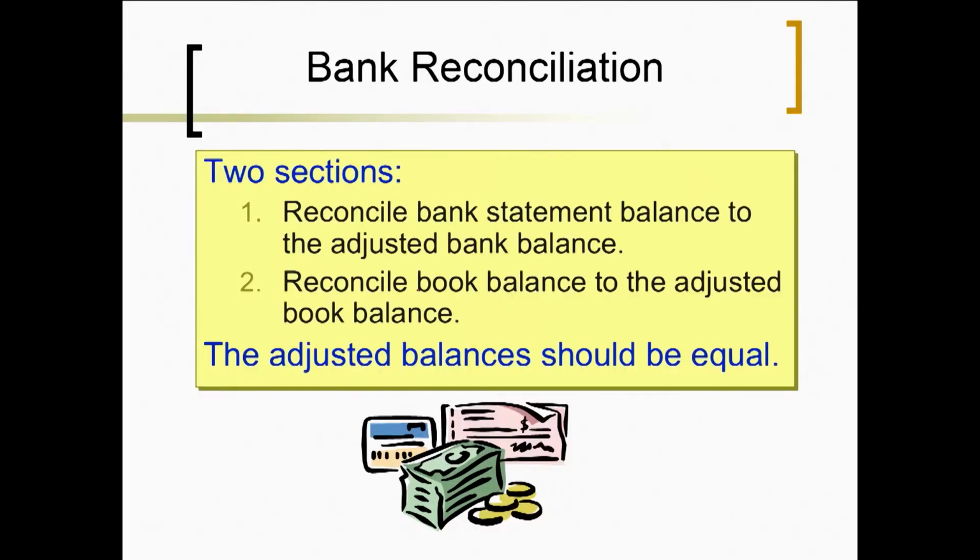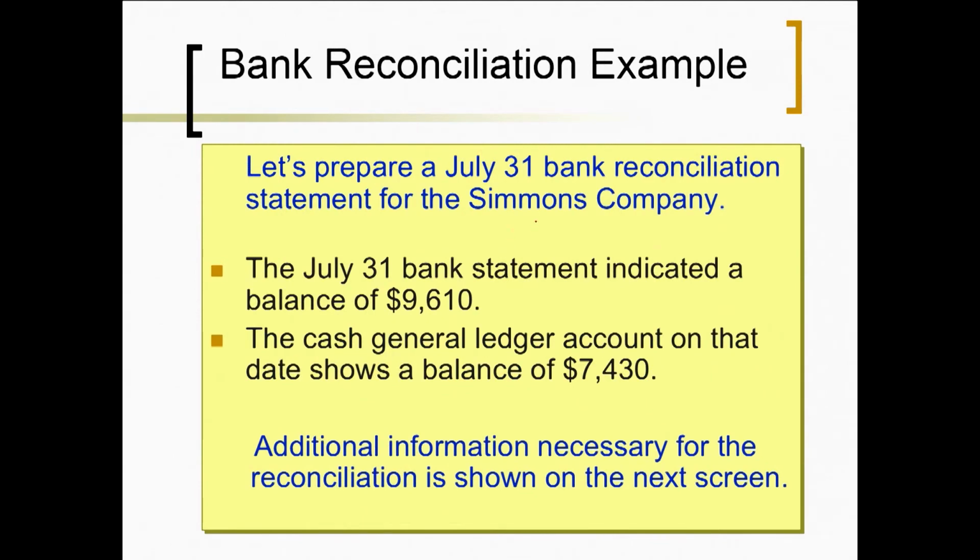So let's take a look at an example. And again, this is kind of hard to do in this sort of a setting, but let's do our best. Okay, we're going to start with a bank statement, and we're going to have a bank balance. We're going to have a book balance that we start with. We're going to reconcile those to adjusted balances, and those should be equal when we're all said and done. And if so, we've prepared a successful bank reconciliation. Okay, on July 31st, our company is Simmons Company. The July 31st bank statement says that our July 31 cash balance is $96.10. Well, we look at our T account or our general ledger or our books on that date, and it says we have $7,430. Again, these are different numbers, and that's to be expected.